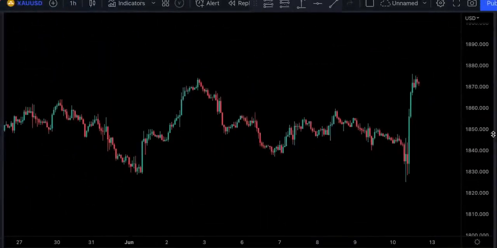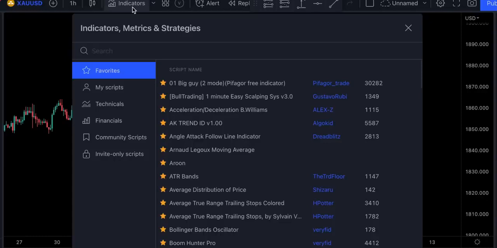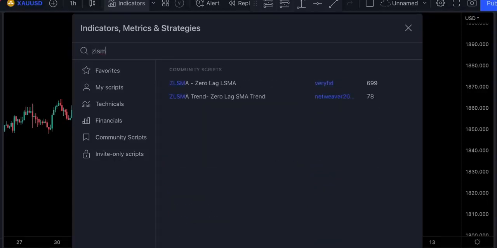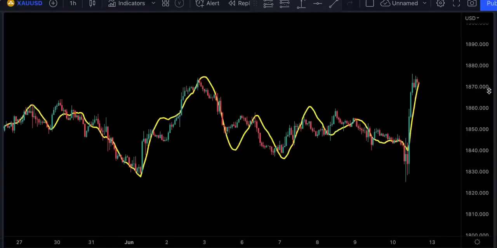Okay, now let's move on to the next indicator, and that indicator is called Zero Lag SMA. This one by VeryFid. I used this indicator in one of my most popular videos on this channel, and that strategy showed some absolutely amazing results. Zero Lag SMA gives instant linear regression of current price action. This line works with the same rules as its laggy counterpart, the LSMA.